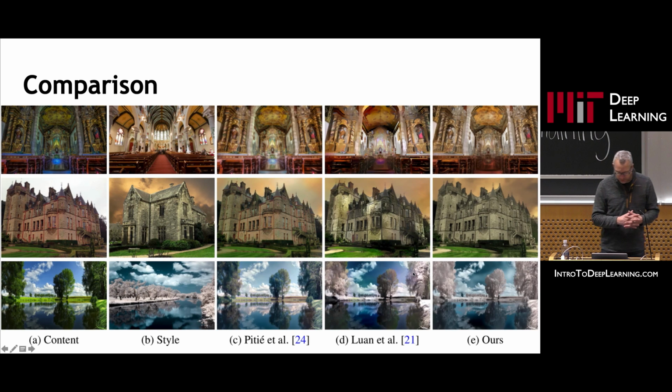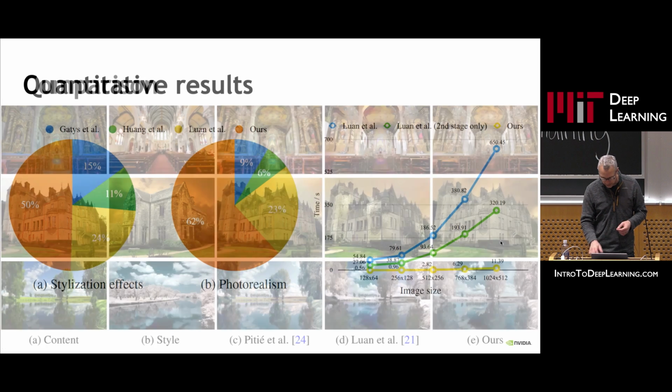Let me show a few more examples. So again, style applied to the content photo, and this is compared to some older method, and this one is from last year, I think, or the previous year. And this is our result. Overall, ours works fairly consistently. The style is usually applied fairly well, and there's hardly any artifacts. I mean, you can see a little bit here that it looks maybe not quite right, but overall it's very good.